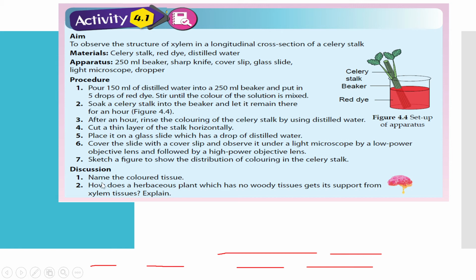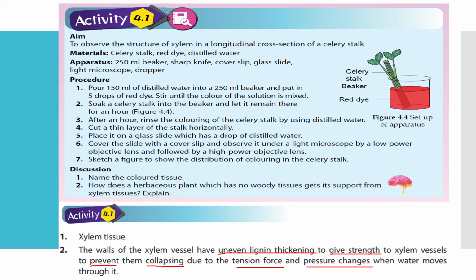Okay, so the discussion here is that you have to name the colored tissue, because it has been soaked in this red liquid. Okay, it's the eosin solution. So, name the colored tissue, that means the one that is red. Definitely that is the one that transports water and also mineral salts. Definitely it's the xylem tissue.